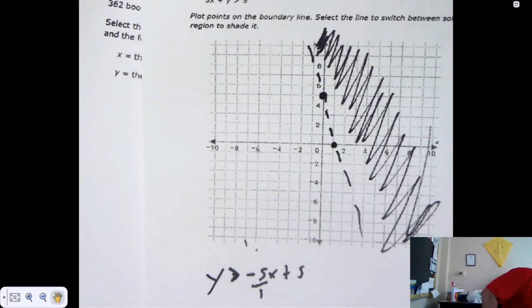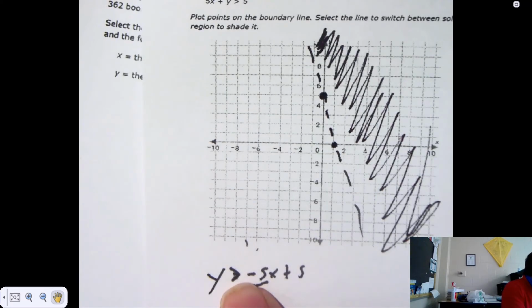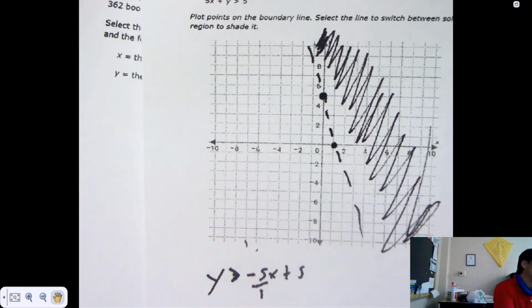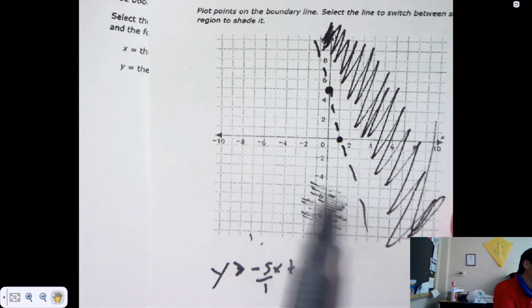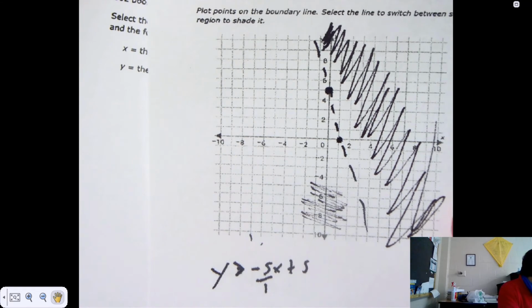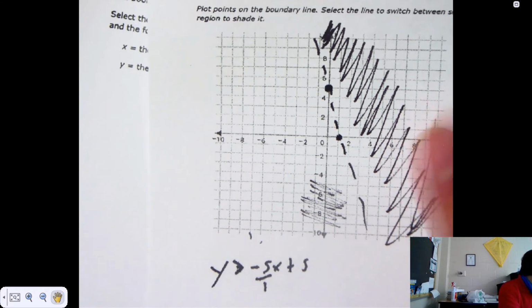I'm only going to do one more of these and then I'll pull up IXL and we'll do a couple. That's greater than. Greater means above, doesn't it? If you drew some stuff down here, Grant, would it be greater? It would be below, wouldn't it? Only the stuff over here is above, truly more.